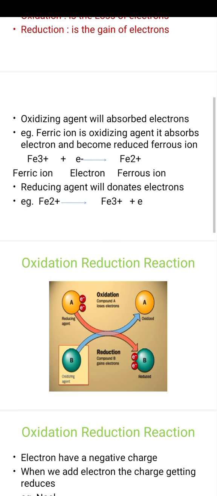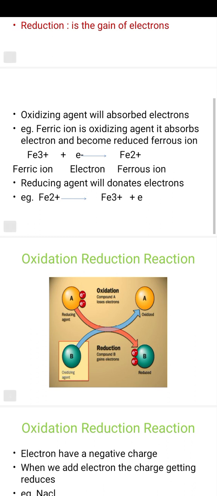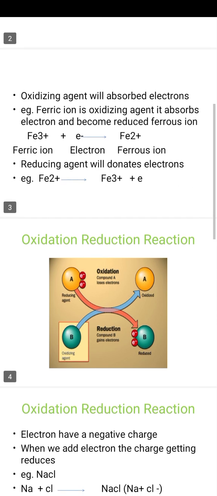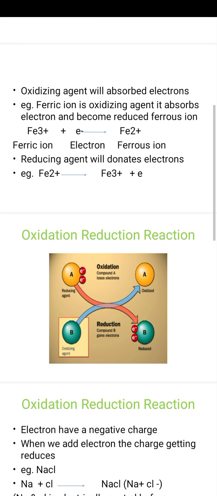For example, ferric ions. See this reaction. Ferric ion, Fe3+, is an oxidizing agent. It absorbs electrons and becomes reduced, forming ferrous ions.